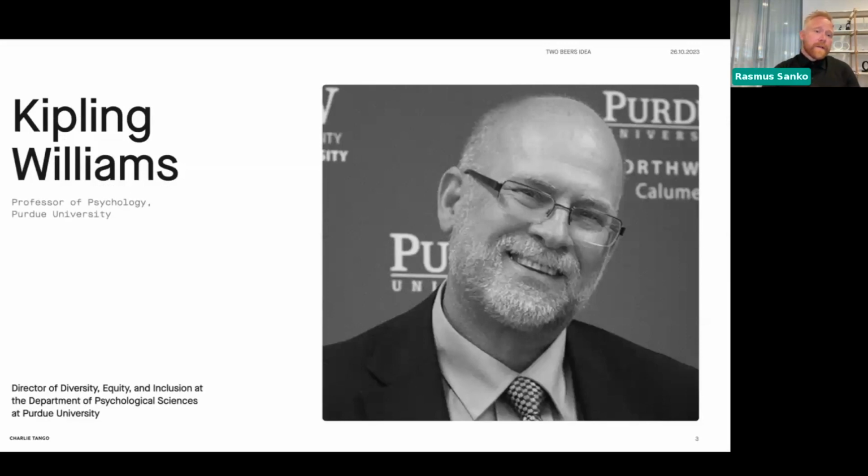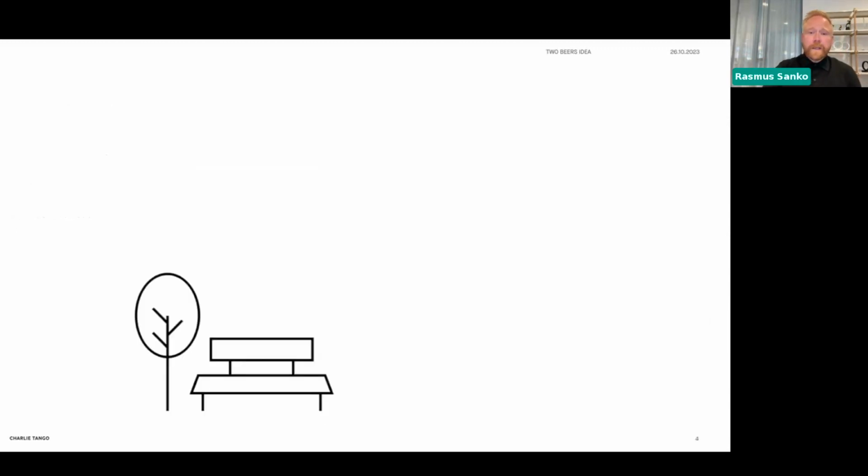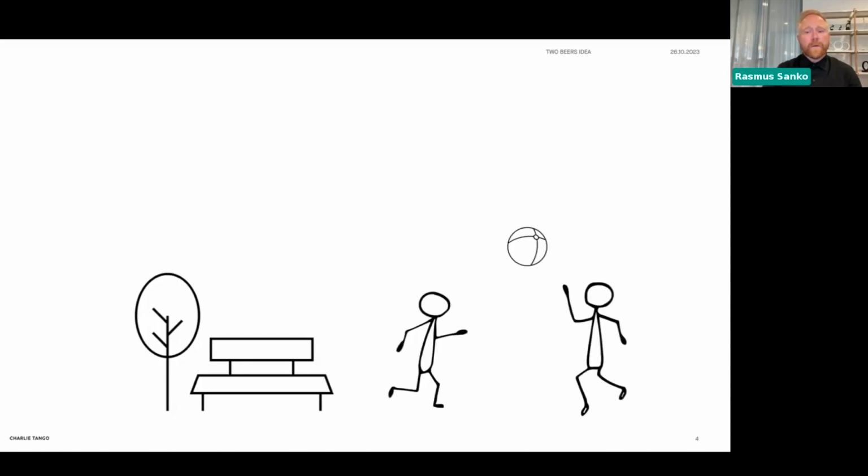And the same realization came to Kipling Williams. Kipling Williams is a professor of psychology at Purdue University. He's the director of the department. And Kipling was sitting in a park one day, looking around and doing his work and taking the time off. And then he noticed two people playing ball, tossing a ball between each other.